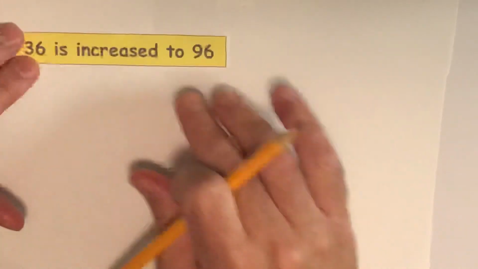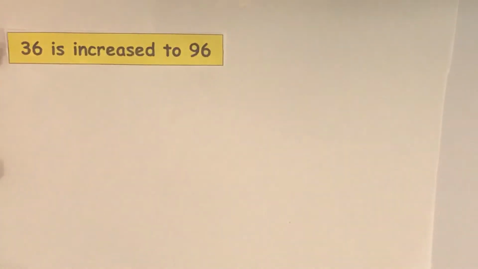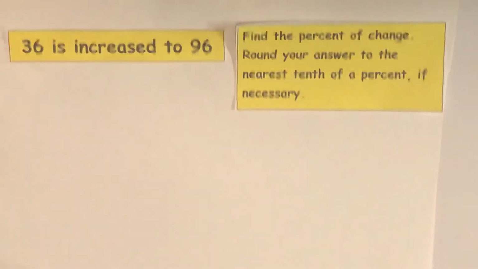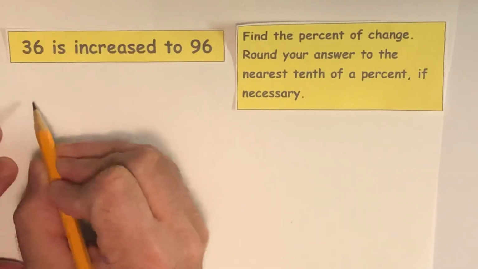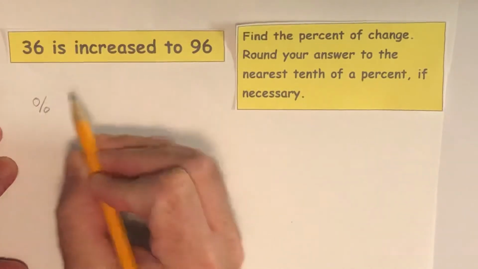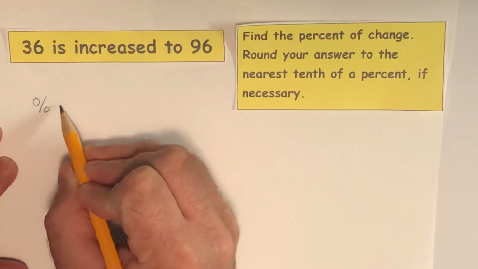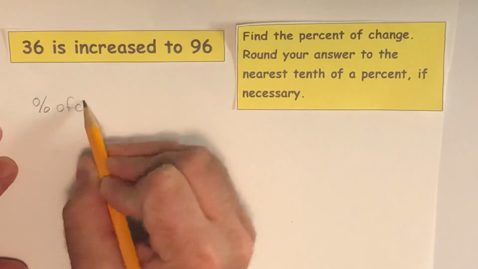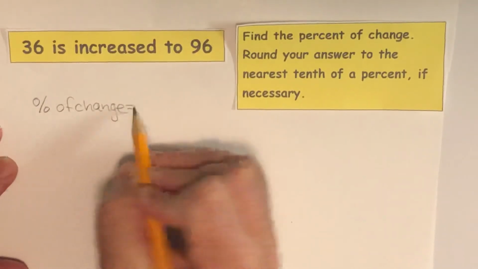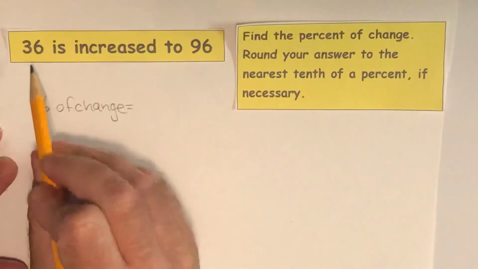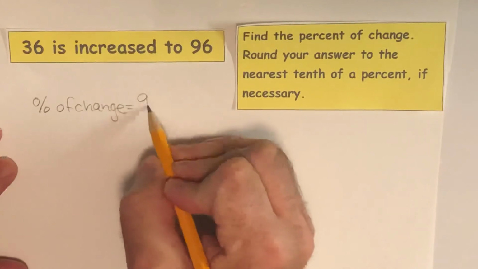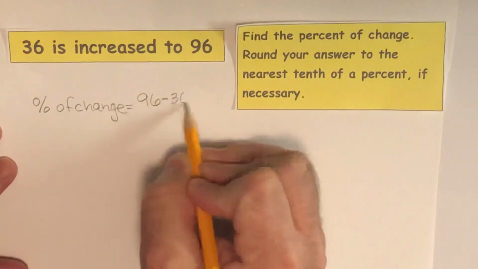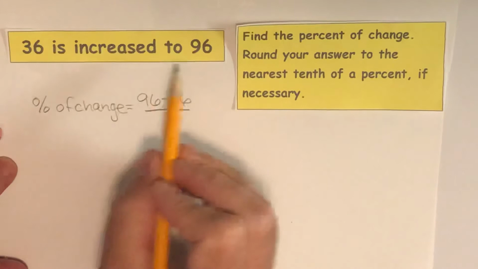This time we're going to see the rate of change, or the percent of change, of 36 increased to 96. Again, our percent of change formula is the amount of change. Now, I need to find out how much this changed from 36 to 96. So I'm going to subtract 96 minus 36. It doesn't really matter which one.